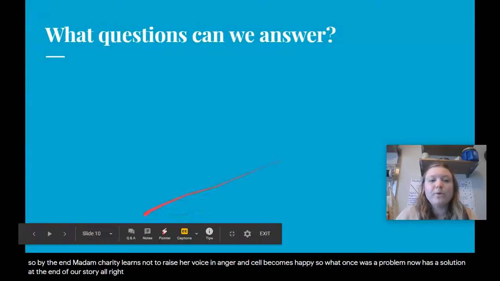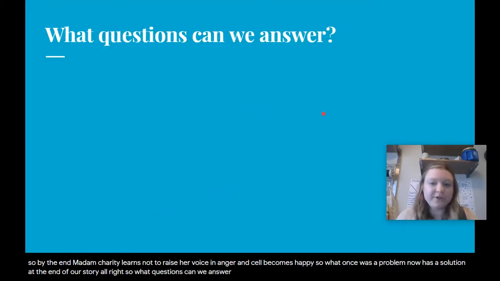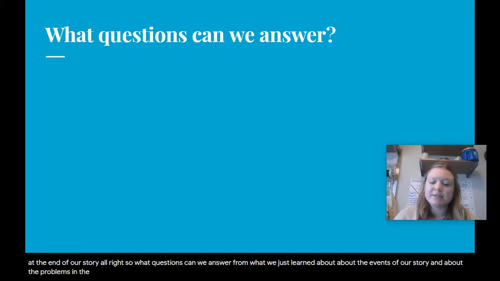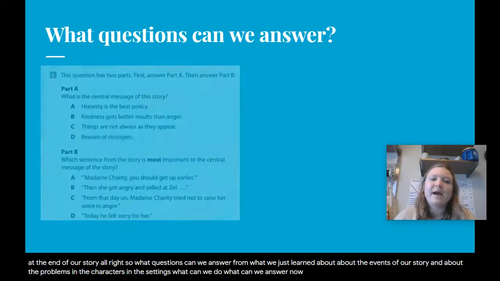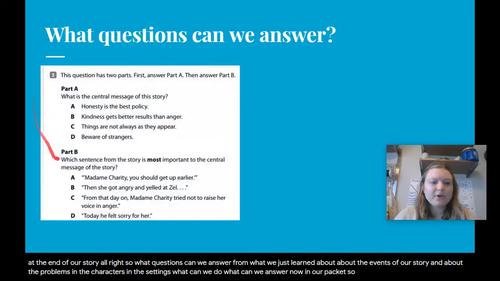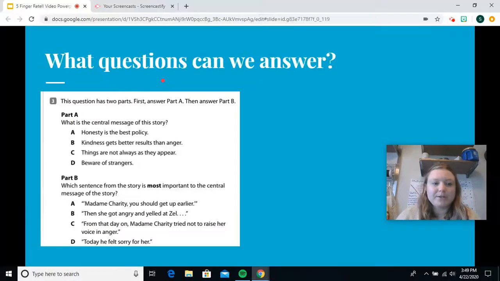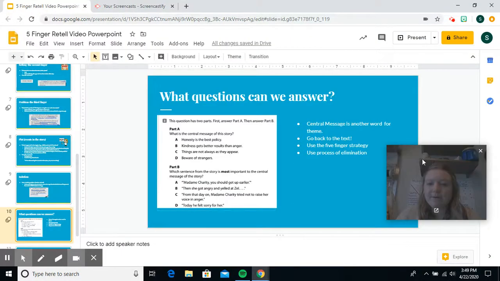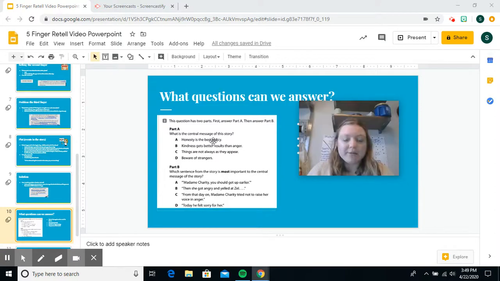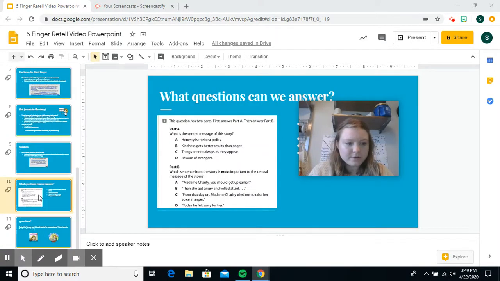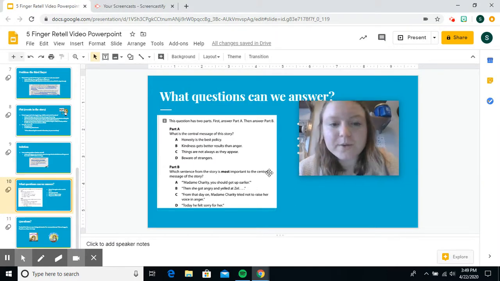Alrighty, so what questions can we answer from what we just learned about the events of our story and about the problems and the characters and the settings? What can we answer now in our packet? So if we go to question 3 in our packet, it has 2 parts. So there's a part A and a part B for this. All right, so, oopsie. Sorry, there we go. So what questions can we answer?